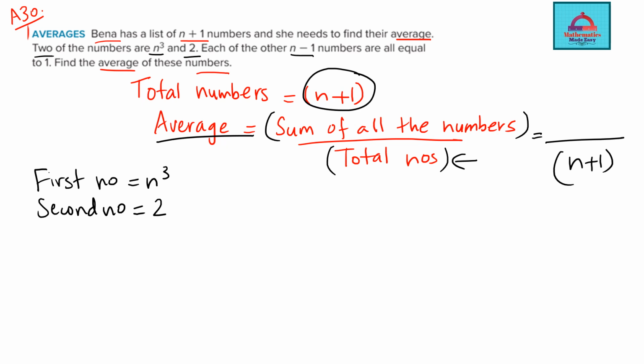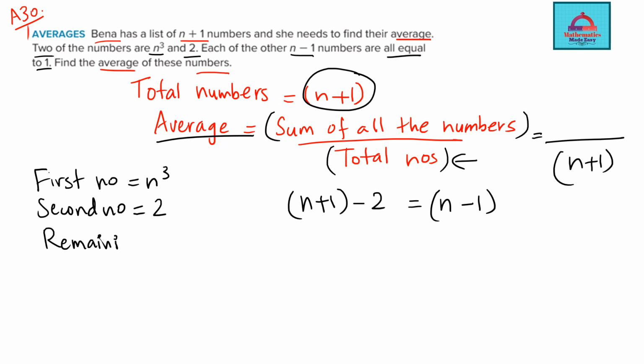So how do you get this n minus 1? See, total is n plus 1. From this you take out these two numbers. So how many are left? N minus 1. So the remaining n minus 1 numbers are all equal to 1. So the remaining numbers, can I say their sum will be n minus 1? Because even if you multiply 1 that many times, you will still get the same thing. So we have all the numbers now.